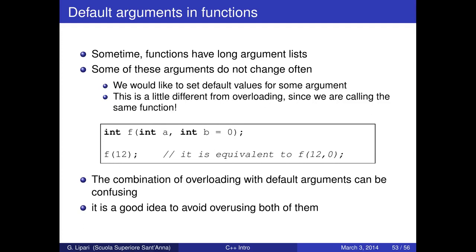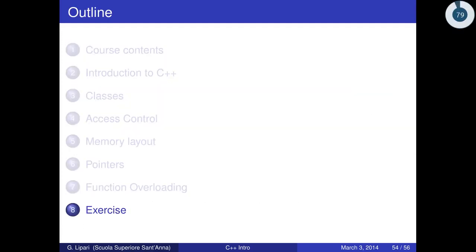Now, the combination of overloading with default arguments can be very confusing for programmers. So it's a good idea to try to avoid as much as possible overusing overloading and overusing default arguments. When you can, try to reduce to the minimum the use of default arguments and the use of overloading.